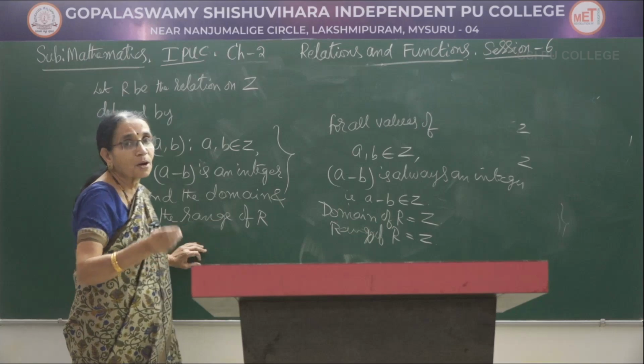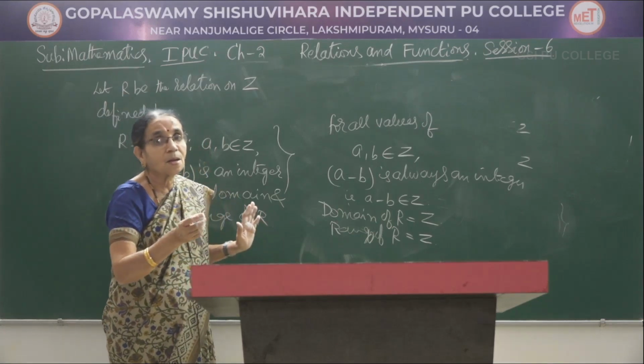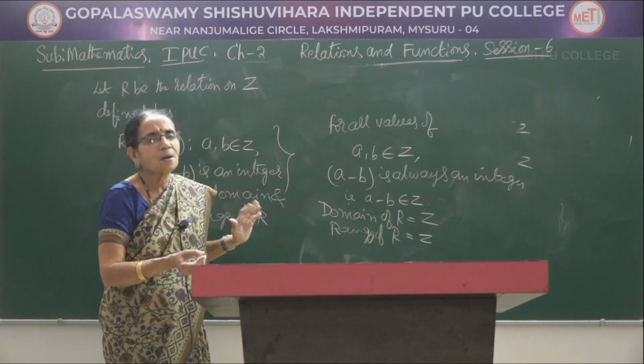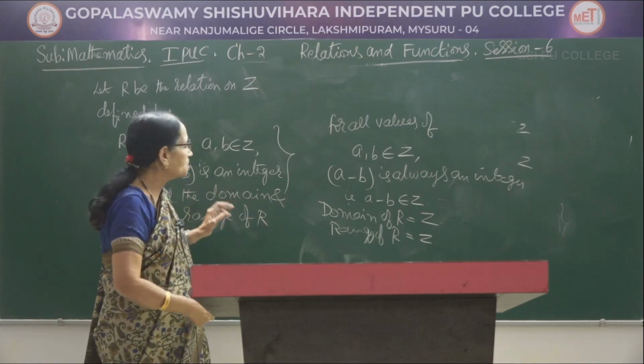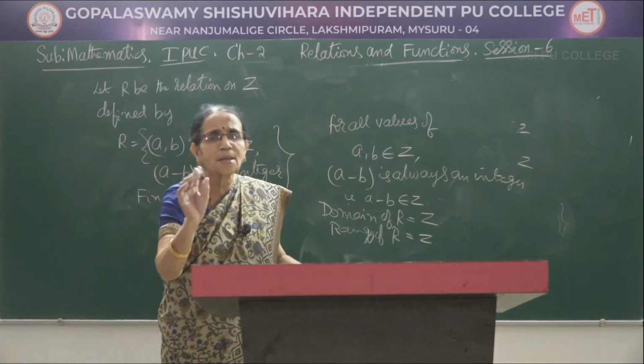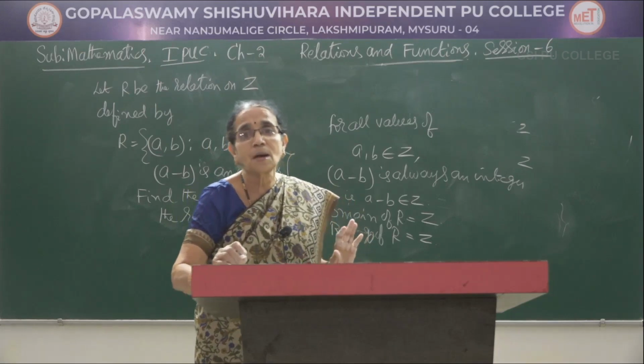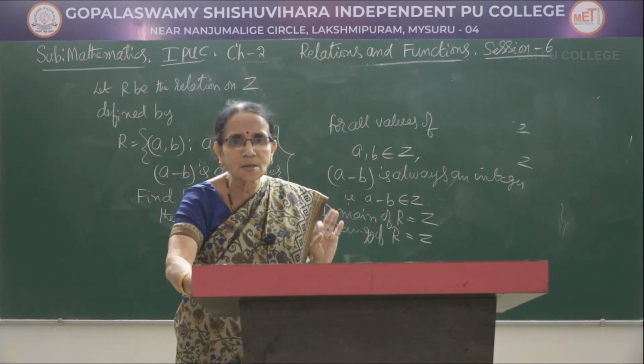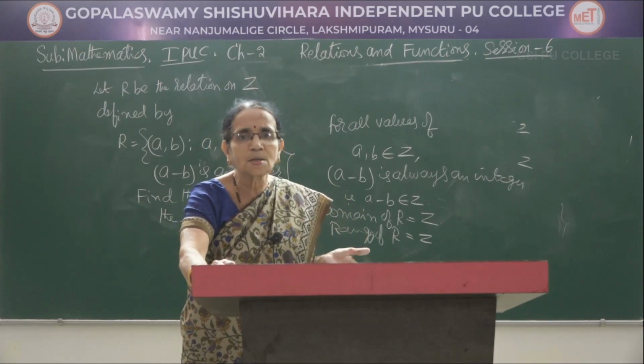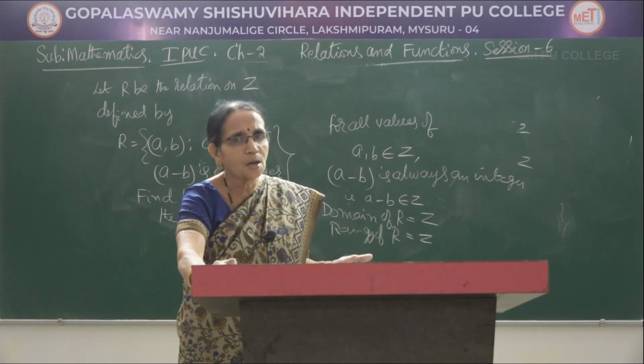It would be only positive numbers. We would have to consider that A should always be greater than B. Some condition would be there. Here it is given A minus B is an integer. Not a particular value is given here. So A minus B being an integer means it can be a positive integer, a negative integer, or 0.